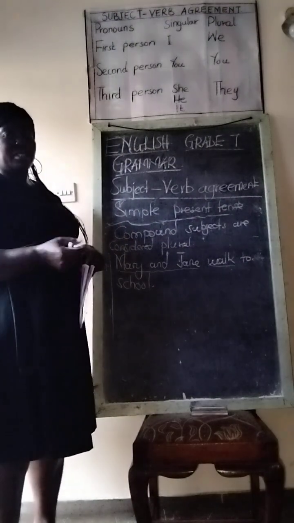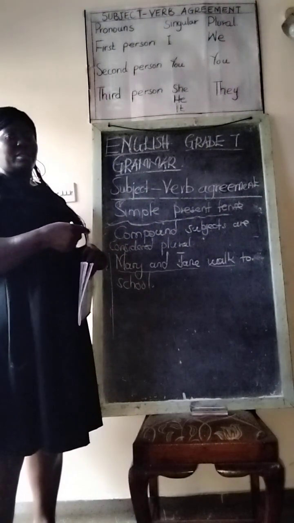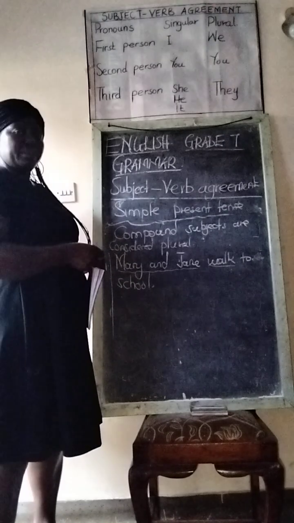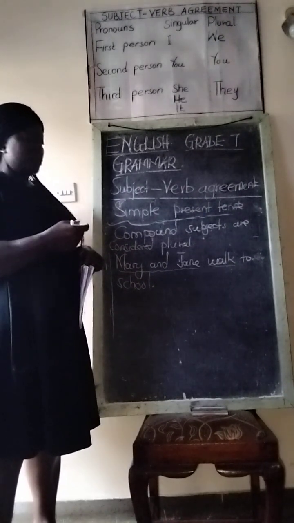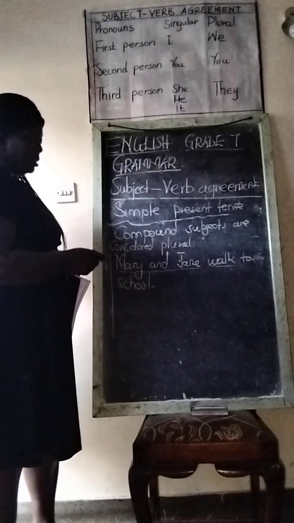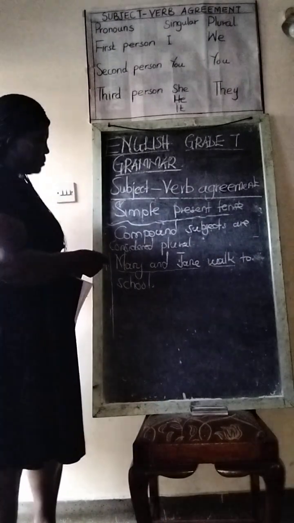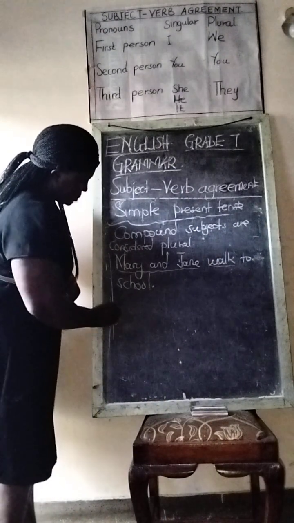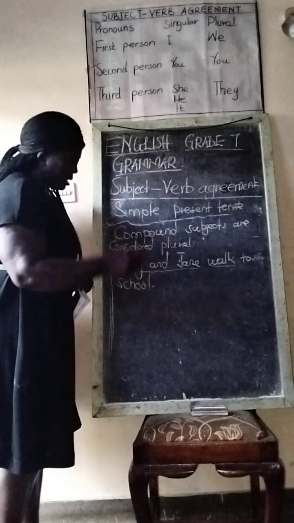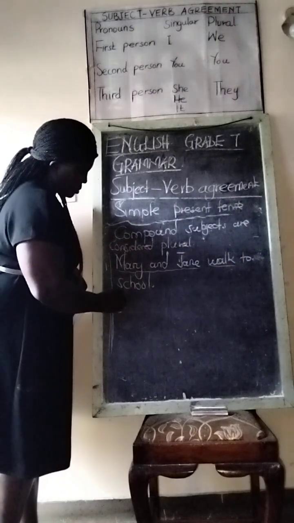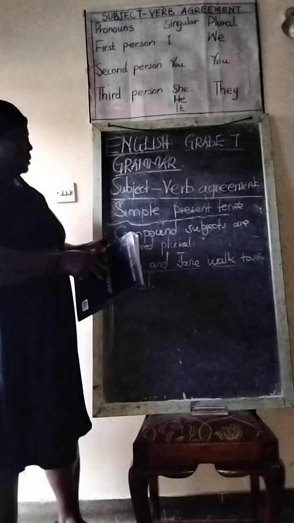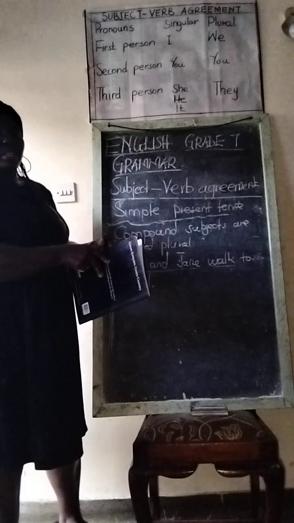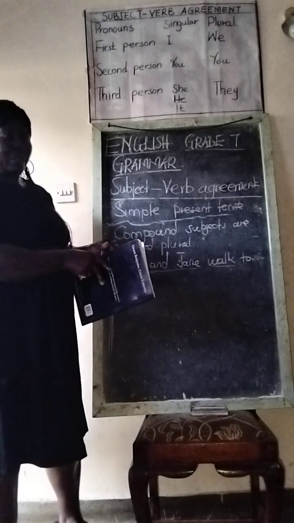Or you can even say Mary and Jane do it a lot. You can also write another sentence there. I don't want to give you everything, I also want you to participate. Give your second example where we have compound subjects and the verb.